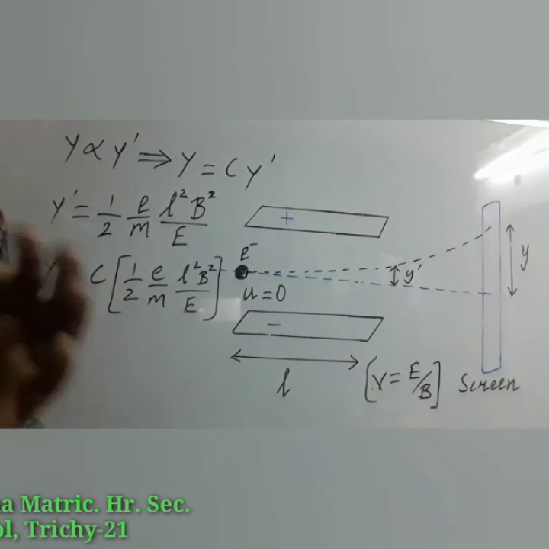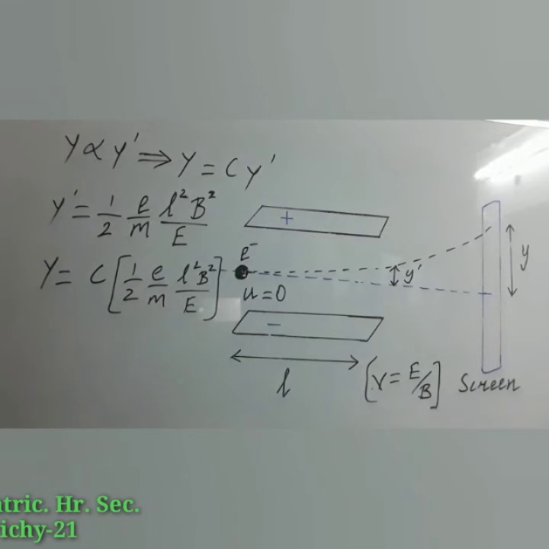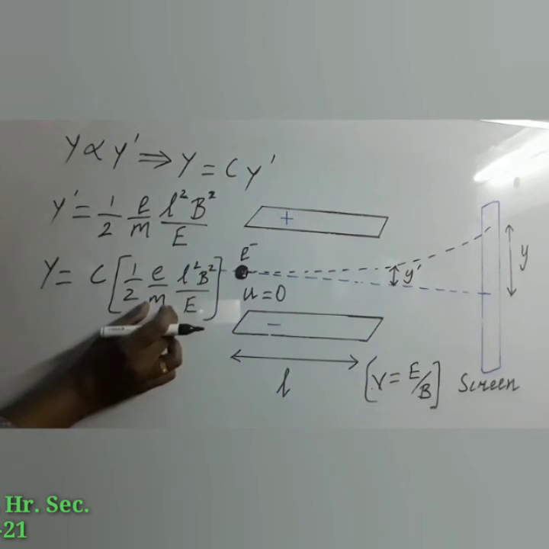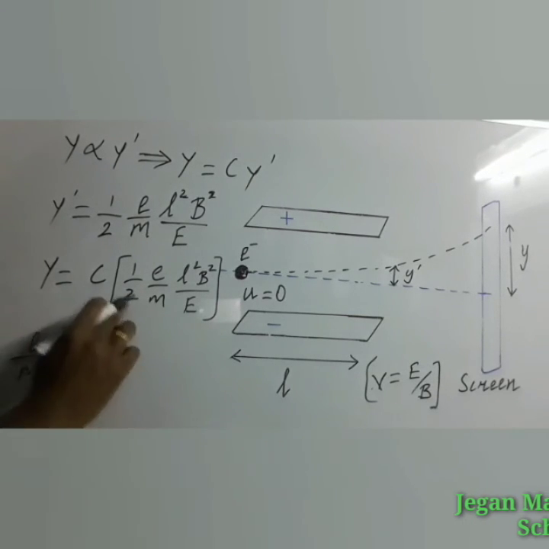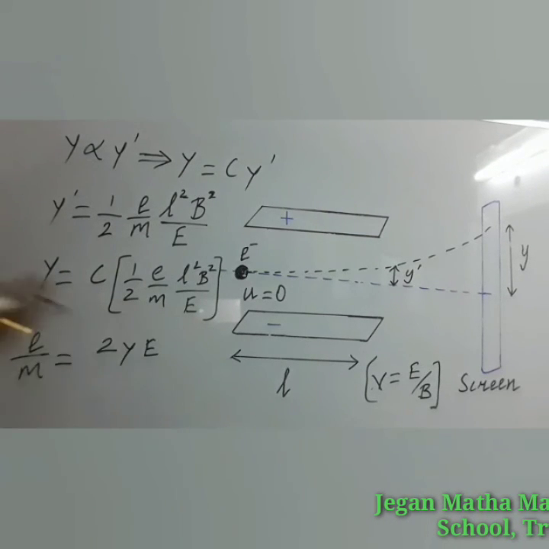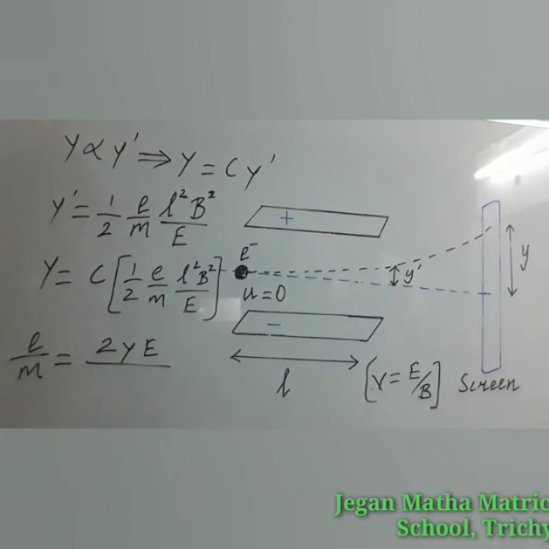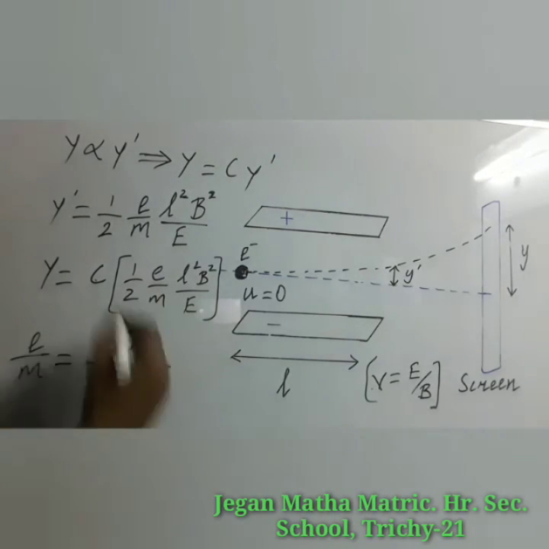From this expression we can find the specific charge of an electron, that is charge per unit mass, E by m. So E by m you have to find out. The other things can be taken to the left side. So what will be the value? E by m is equal to 2yE, these denominator values can be taken to that side, divided by the numerator values written at the denominator: C L square B square.